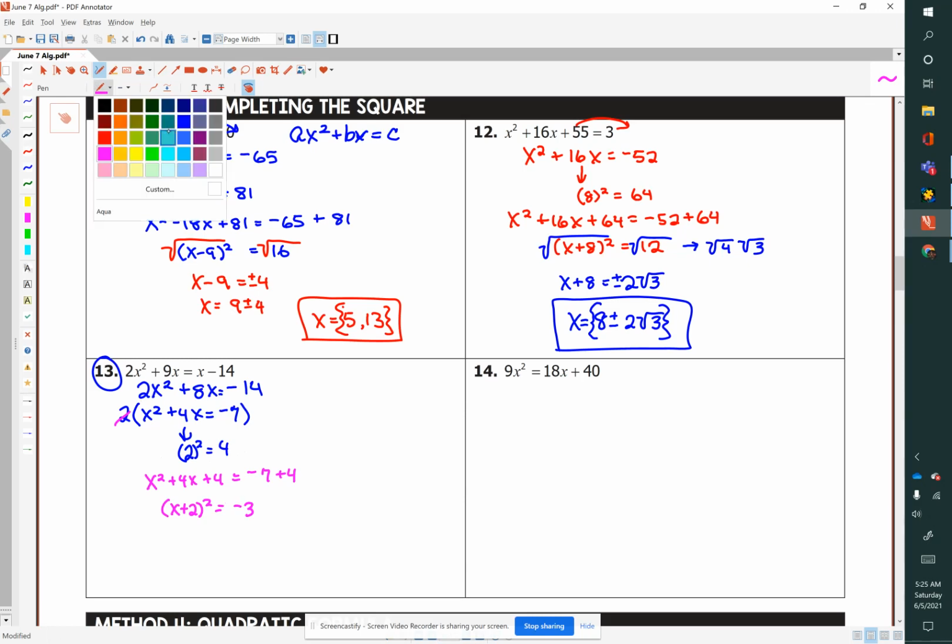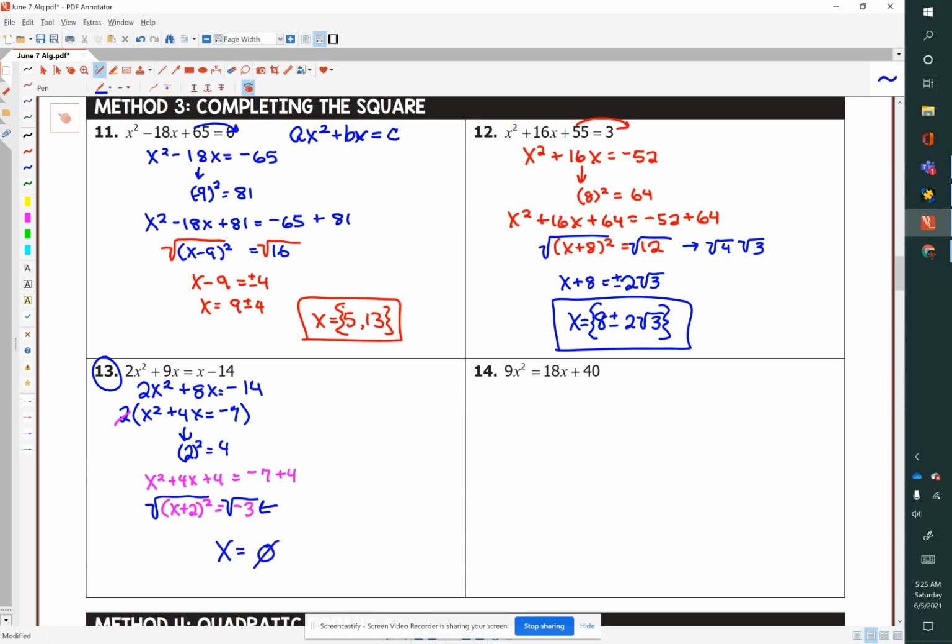Now, when we go to take the square root of each side, we find that our work is done because we have a negative integer in the square root, and that means that there is no solution to our problem.